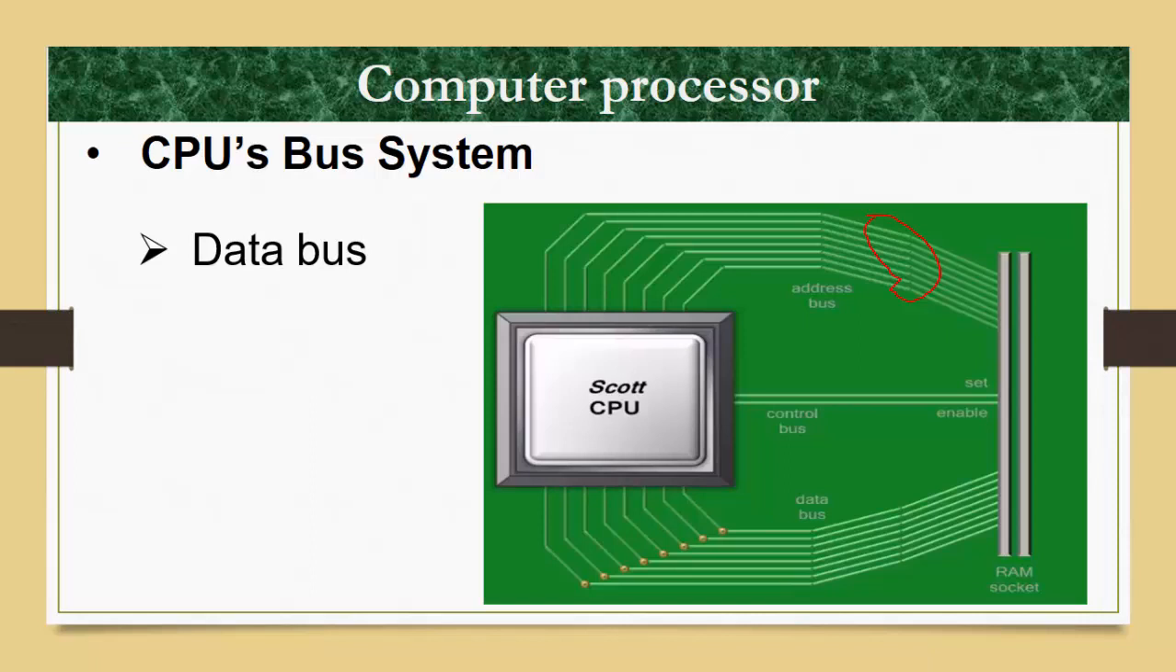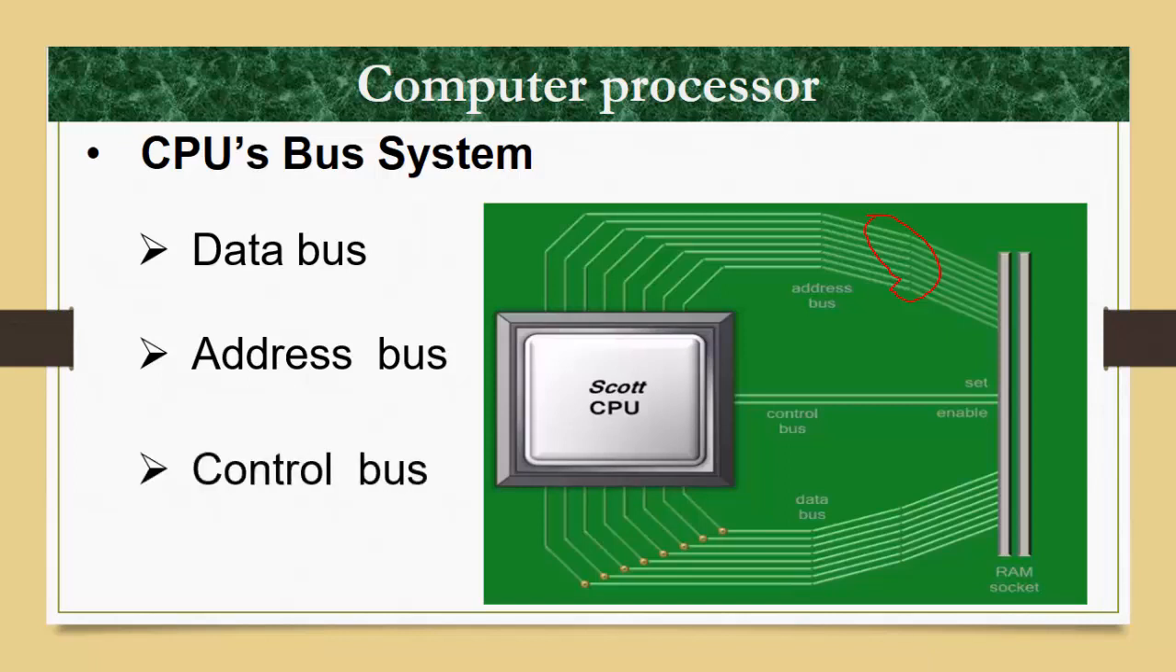The data bus carries information to and from the CPU. The next one, students, is the address bus. The address bus carries the addresses from where data is to be read to where data is to be written. The next one, students, is the control bus. The control bus carries the signals used by the CPU and the other components of the computer.